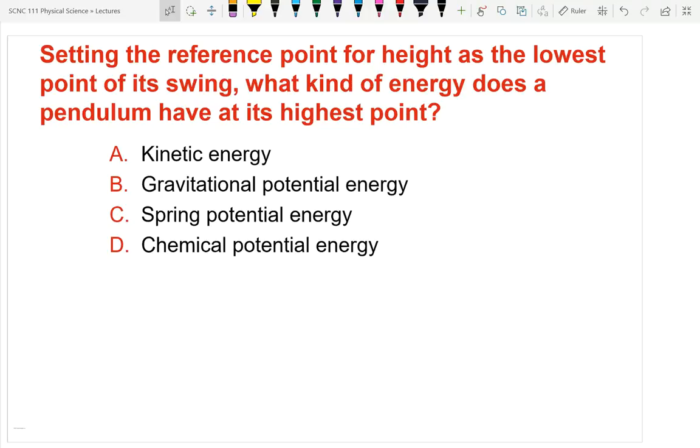Setting the reference point for height as the lowest point of its swing, so where it is right now for this bowling ball, what kind of energy does a pendulum have at its highest point? So does it have kinetic energy, gravitational potential energy, spring potential energy, or chemical potential energy?